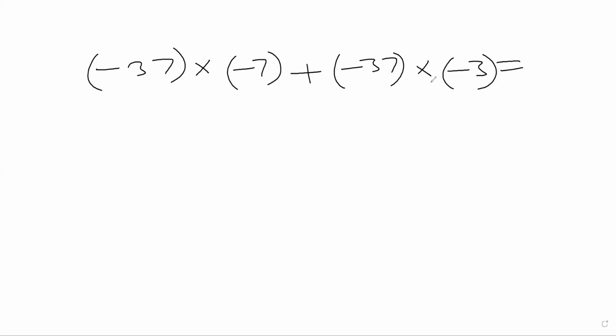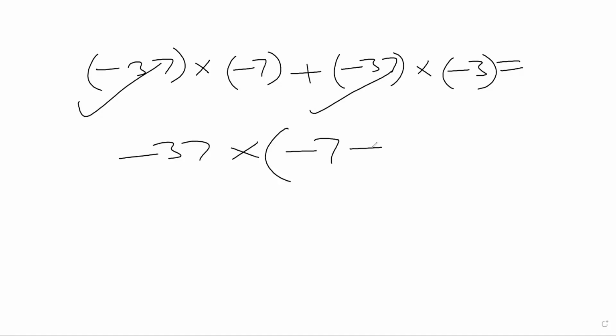Sir, I got the answer. Okay, now tell me the steps, what you have done. What will be taken as common? Sir, minus 37. Okay, then? Equals bracket minus 7 minus 3. No, wrong. What we did in distributive, you have forgotten. There we used to take this one common, that is minus 37. Then inside we used to write whatever is left, minus 7 and plus minus 3. Like that you can write.